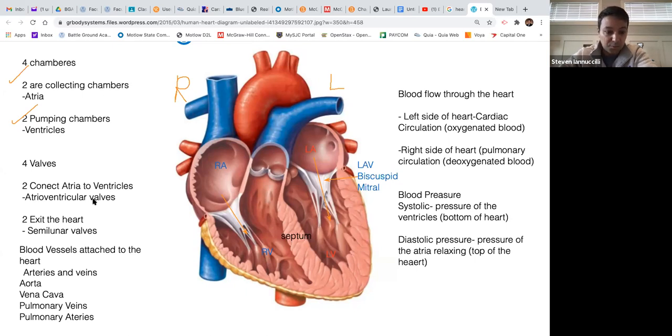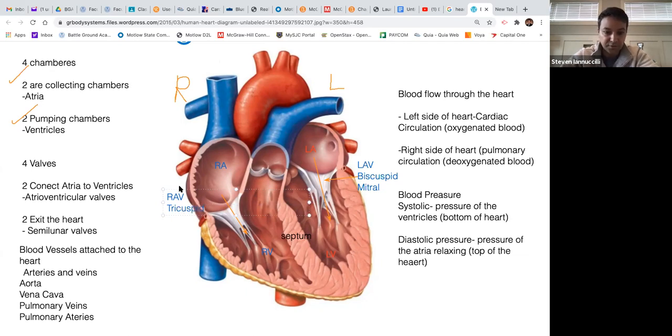So the whole point of this was that these valves open in one direction, and that this left atrioventricular valve, or the bicuspid, or the mitral valve, whatever you want to call it, you can call it all three of these things and you'll be correct every time. They only work in this one direction. On the right-hand side of the heart, okay? This is the right atrioventricular valve, but it can also be called the tricuspid valve.